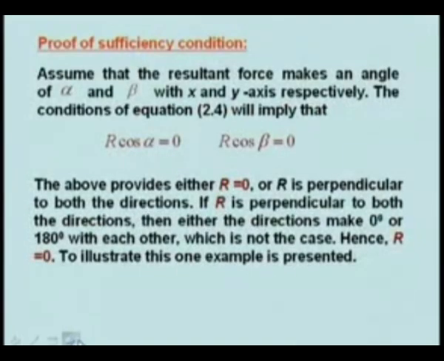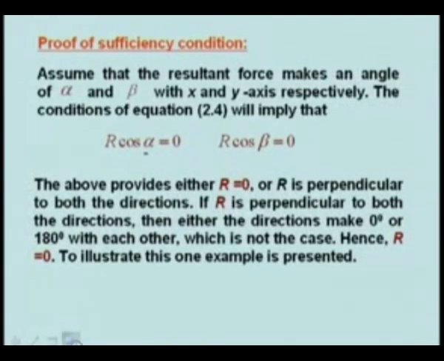Now assume that the resultant force makes an angle of alpha and beta with the x and y axis respectively. The condition of equation 2.4 will imply that r cos alpha equal to 0 and r cos beta equal to 0. This provides either r is equal to 0 or r is perpendicular to both directions, that means either r is equal to 0 or cos alpha is equal to 0. If cos alpha is equal to 0, then alpha is 90 degree, and similarly r cos beta equal to 0 means beta is equal to 90 degree. So, if r is perpendicular to both the directions, then the directions make 0 degree or 180 degree with each other, which is not the case, hence r is equal to 0.